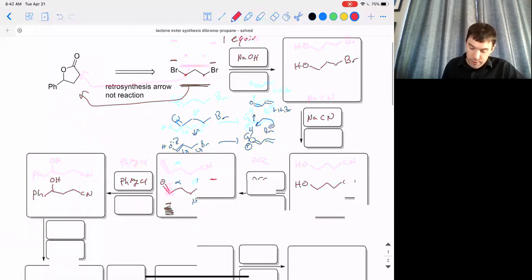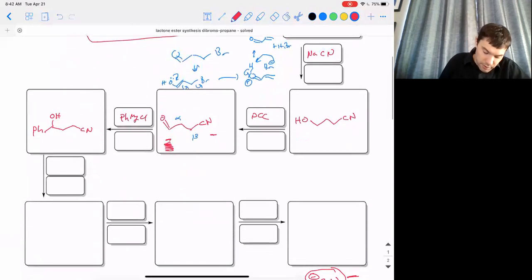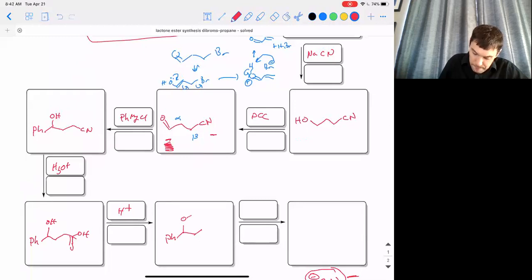And now what we can do is a couple step hydrolysis. So I can take this with H3O+, and that way we could hydrolyze the nitrile to the acid. And then we could imagine some more H+ or H3O+ to cyclize that alcohol onto the acid carbon and make the lactone.